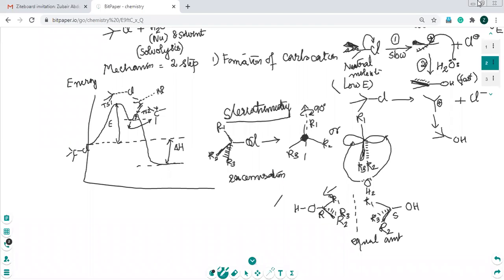Okay, so these are the different aspects of SN1 reaction. Next time we will take up the effect of substrate, nucleophile, leaving group, and solvents on the rate of SN1 reaction. After that, we have to take up equally competitive reactions, which are elimination reactions, where you have E1 and E2 mechanisms.